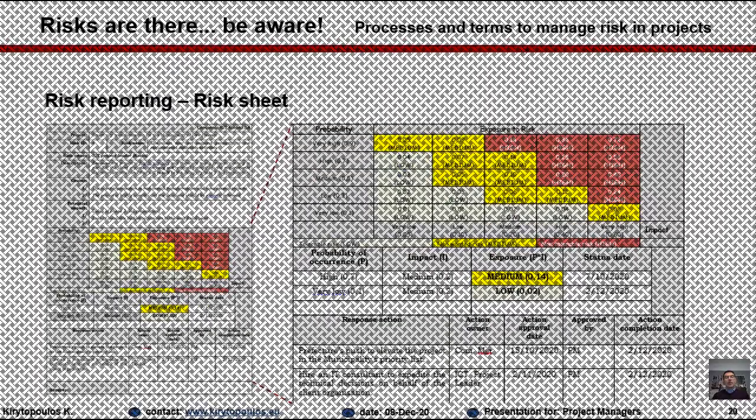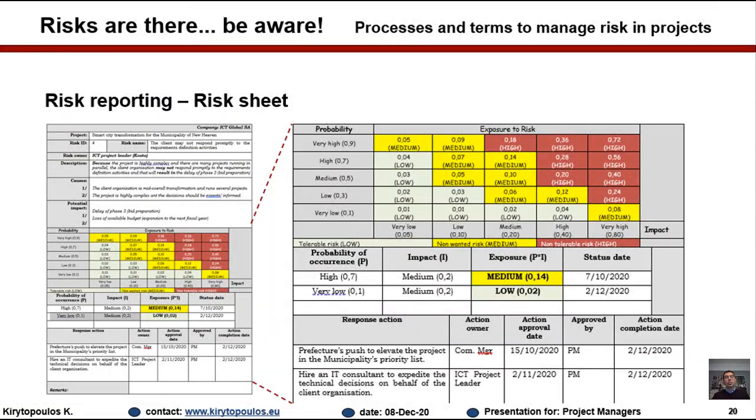And the next two parts of a risk sheet would be the analysis. So we are practically measuring the risk. You see that this risk started from a high probability and a medium impact, which gave a medium level of risk. And of course, you do have the response actions where you describe what needs to be done and when this is going to be completed.